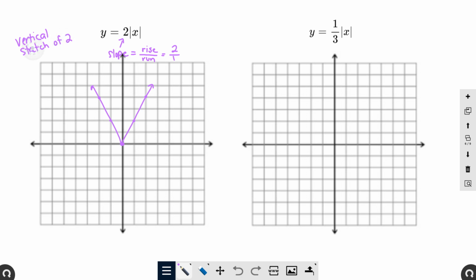And then you have to say of how much. So this doesn't want me to write an E. This does a vertical stretch of 2. That's how you would describe that transformation.